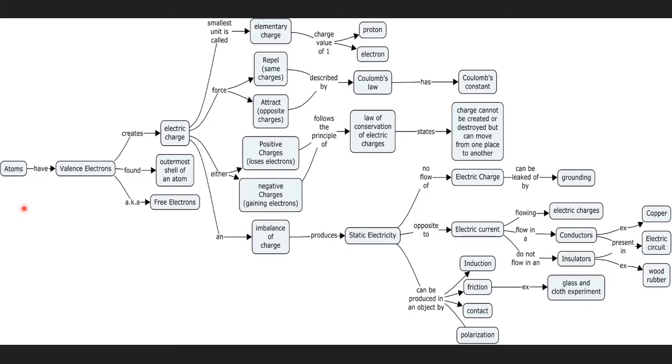So to summarize everything, we talk about atoms, and atoms have valence electrons. Valence electrons here are also known as the free electrons. Valence electrons can be found in the outermost shell of an atom, and they can create electrical charges. The smallest unit of an electrical charge, such as that of a proton and an electron, is called an elementary charge. That is the charge value of one proton and one electron.